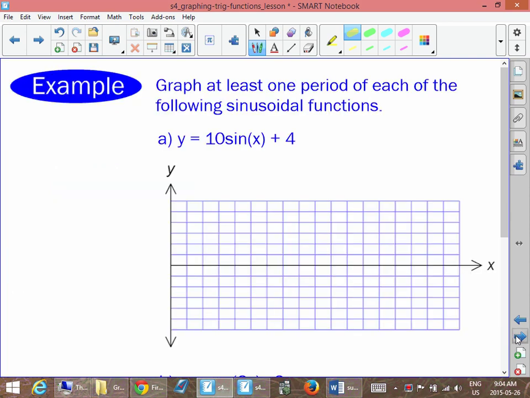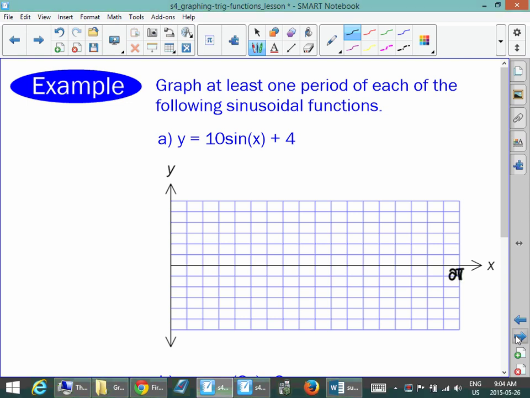So let's get right down to business here. Let's graph at least one period of 10 sine x plus 4. So really only A and D are at play here. So I'm going to go ahead and make my scale here. I'm going to call this 2 pi over here.